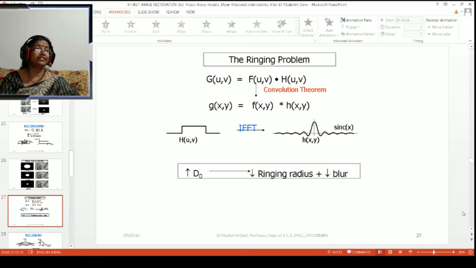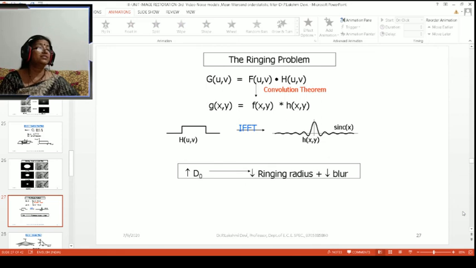So g of uv is equal to f of uv. This is the frequency domain. Convolution in the spatial domain is multiplication in the frequency domain. So g of uv is equal to f of uv into h of uv, and here the convolution theorem is applicable. If you go to the spatial domain, it is again the convolution theorem: g of xy is equal to f of xy convolved with h of xy.